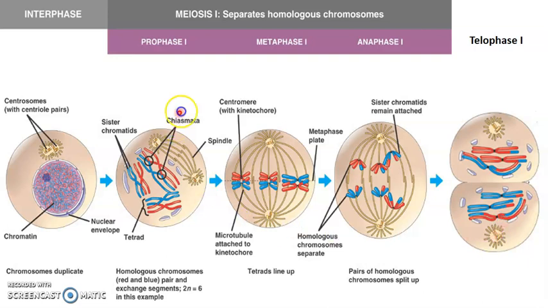But again, key differences really in meiosis I versus mitosis. We had synapsis and crossing over occurring. Tetrads or homologous pairs line up as opposed to just individual chromosomes. And then during anaphase I, it's the tetrads or homologous pairs that separate, not the individual chromosomes or sister chromatid pairs.